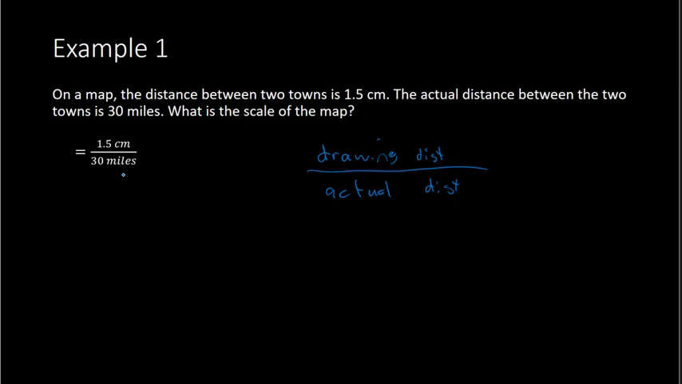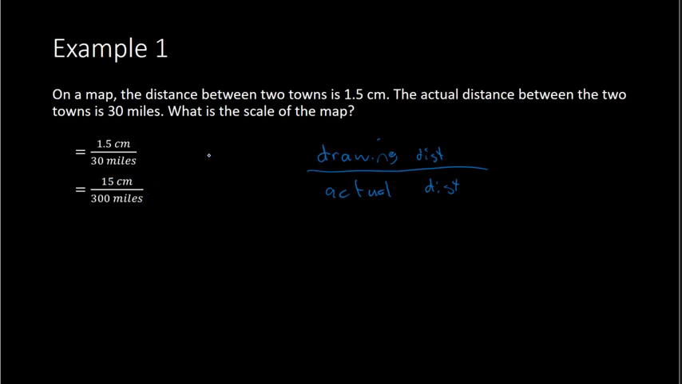Now, when you are dealing with scales, it is best practice to reduce the scale as best as you can. What that means is we do not want decimals, and then once you get rid of the decimals, make sure that your fractions are reduced. So to begin with, we can get rid of this 0.5 in the numerator, and to do that, we can multiply the top and the bottom both by 10. So the top will now have 15, and the bottom will have 300.